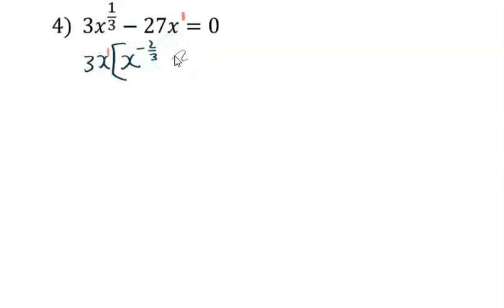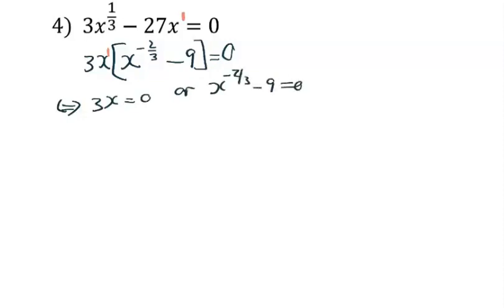So now I will have minus 3 goes into 27 9 times, x goes into x 1 time, and that will give me those two factors. I can then conclude that 3x is equal to 0, or x to the minus 2/3 minus 9 is equal to 0. The first one is very easy to solve. That is just 0. So whether I divide by 3 both sides, I will still get the number 0.